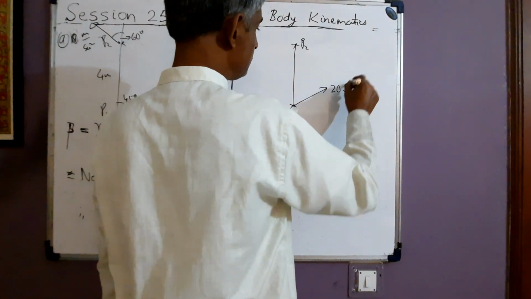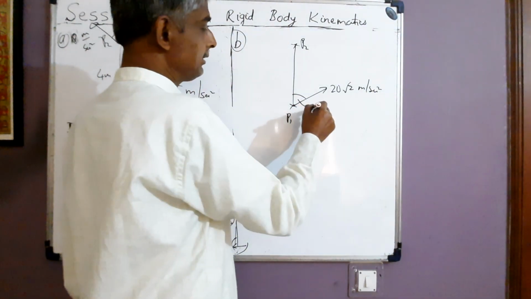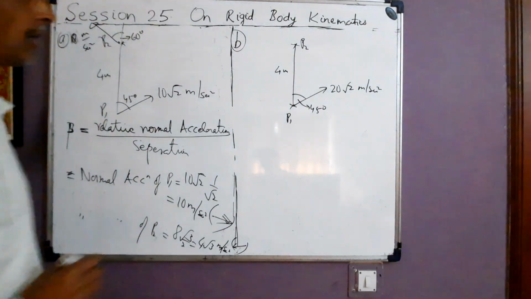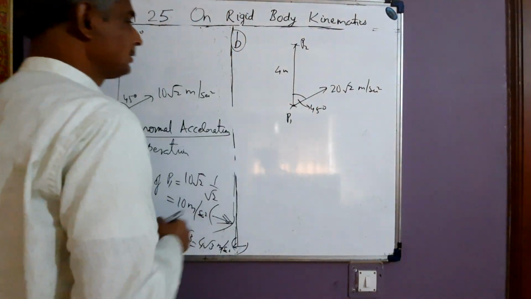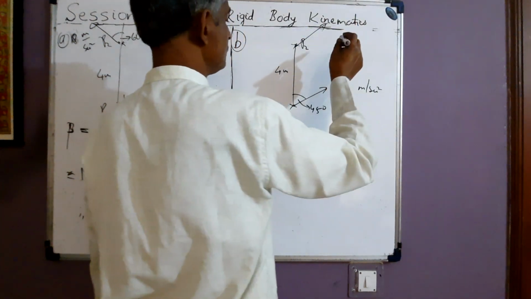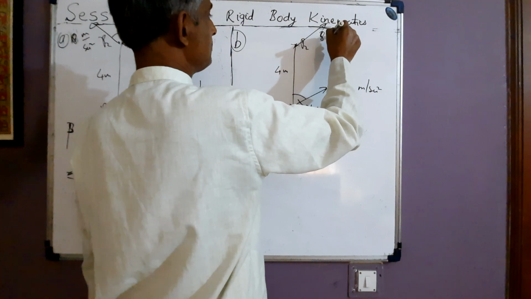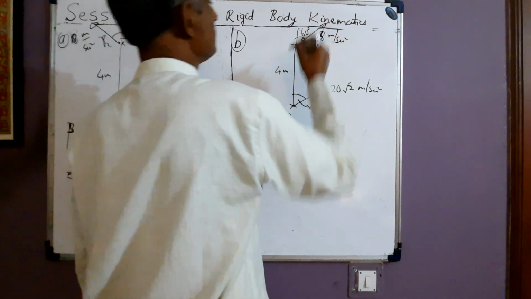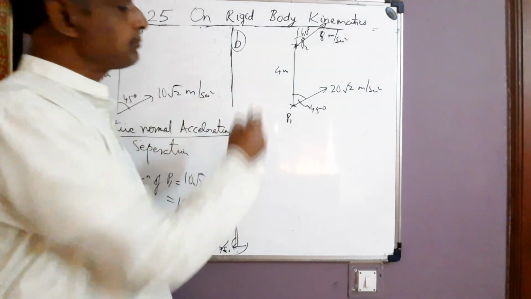The acceleration of P1 is 20 root 2 meter per second square at a 45 degree angle. This is a 4 meter rod length. The acceleration of P2 is 8 meter per second square at an angle of 60 degree. Again we have to specify the omega and beta of this line P1 P2.